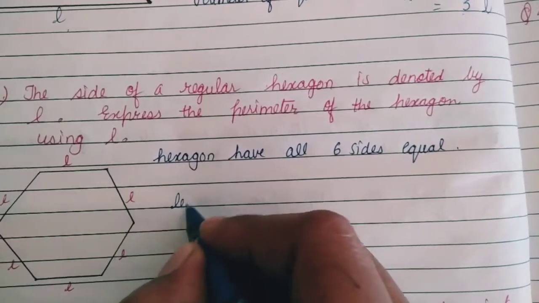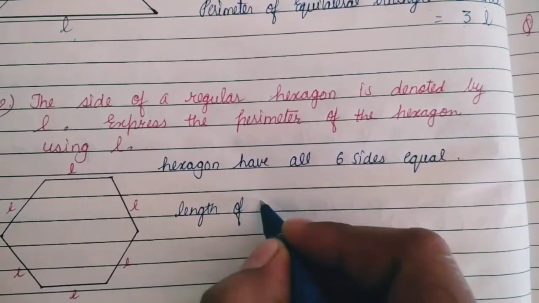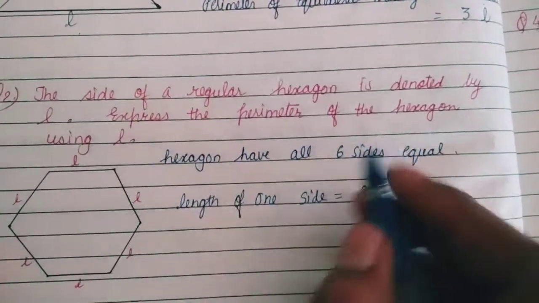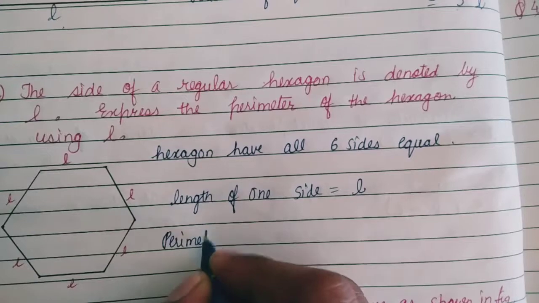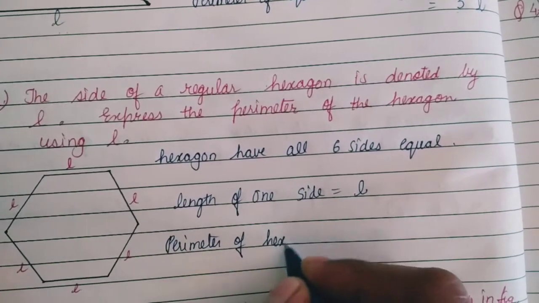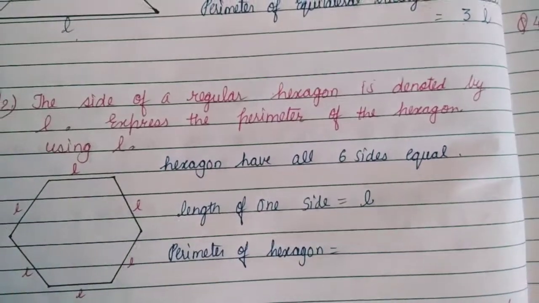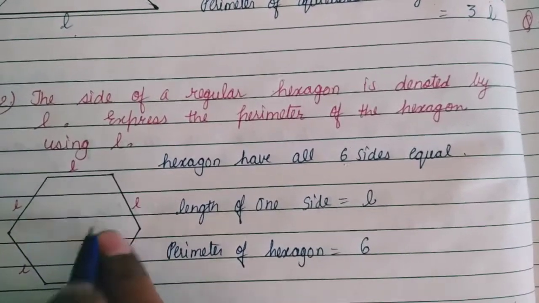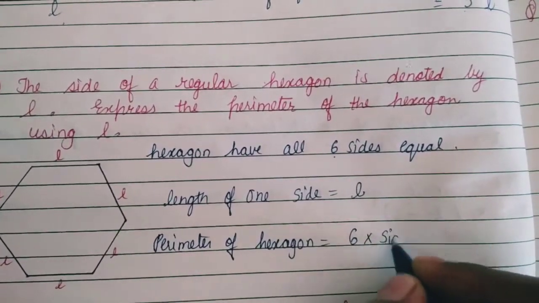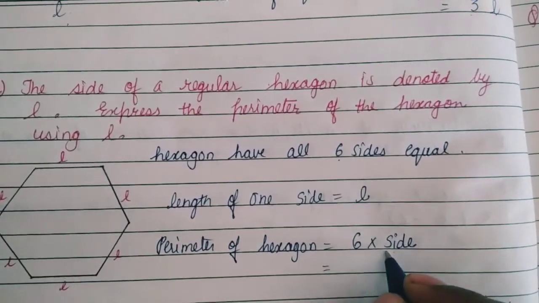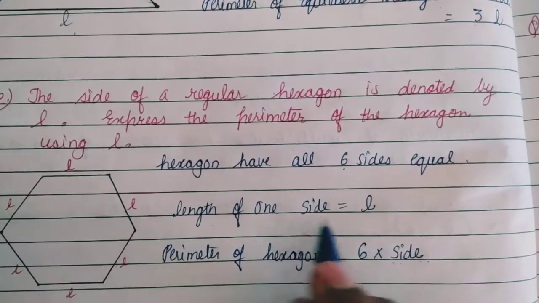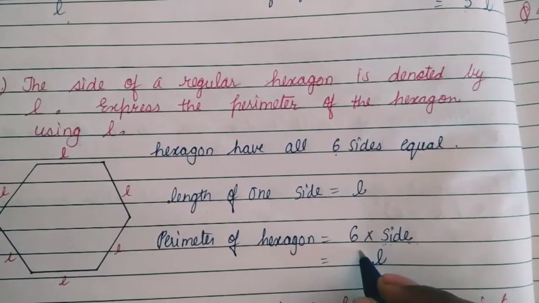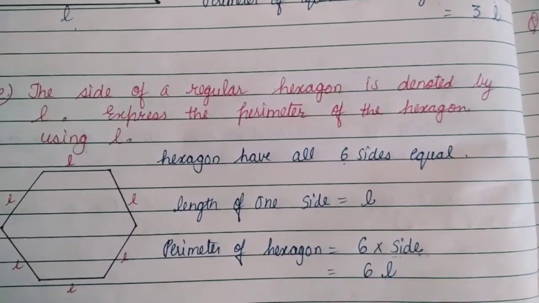So simply we will see firstly length of one side. Length of one side is what? L. And what we have to find? We have to find the perimeter of hexagon. Okay, firstly we will see how many sides it is having. It is having 6 sides and all sides are equal, so 6 multiply by side, and already given the length of the side, the length of one side is L, so on the place of side what we will put? L. It will multiply by 6, which is our answer.